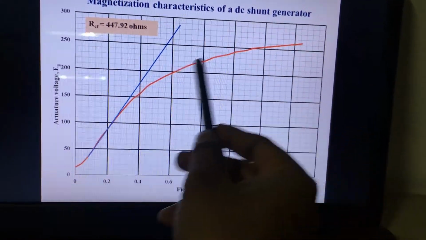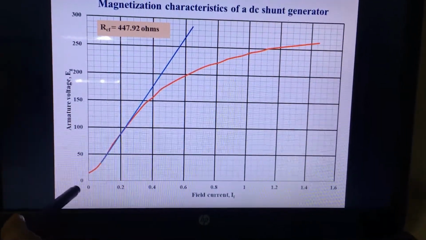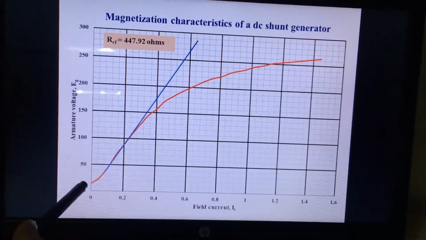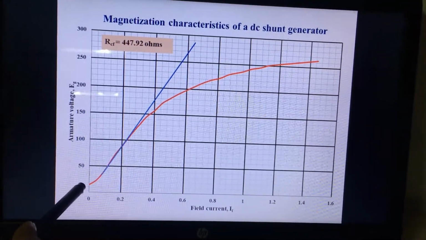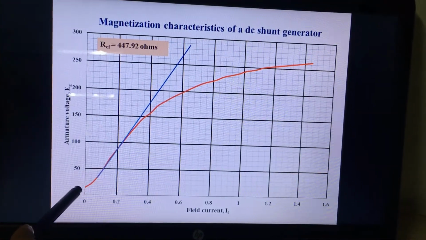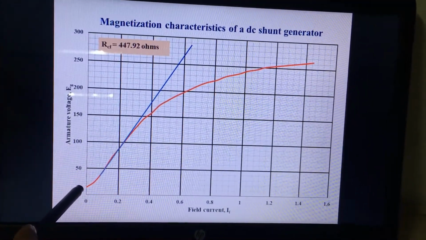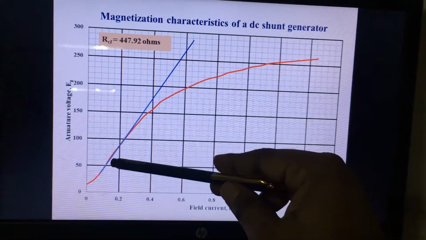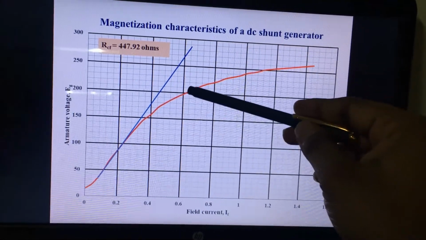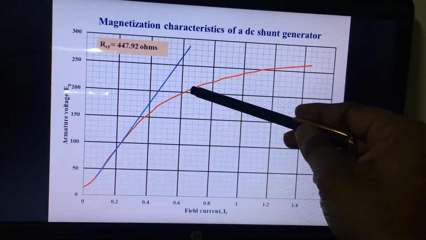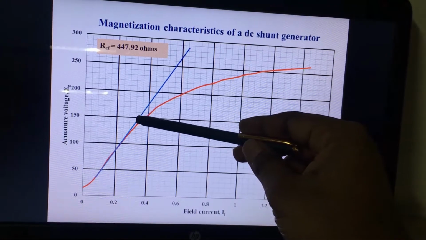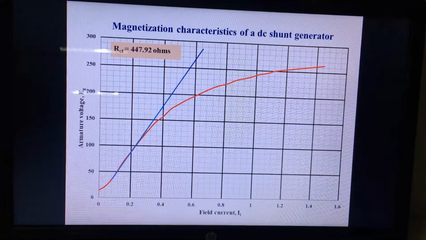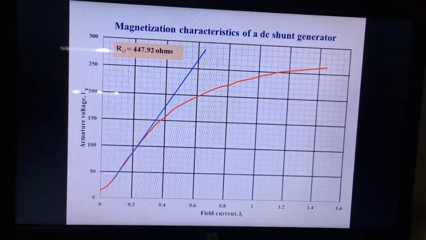If we observe this red color line, when field winding current is 0, voltage across the armature is 14 volts. That voltage is due to residual magnetism present in the field winding. Here we have drawn one tangential line for this magnetization characteristics curve. The slope of this line will give the critical field resistance of a DC shunt generator.